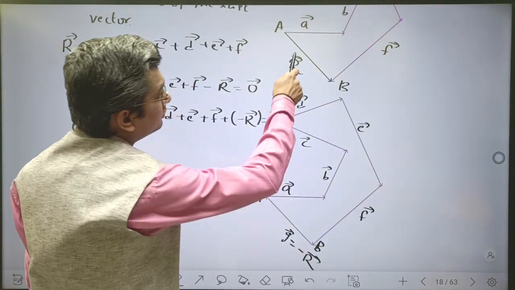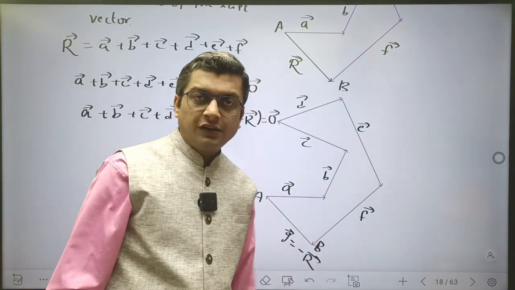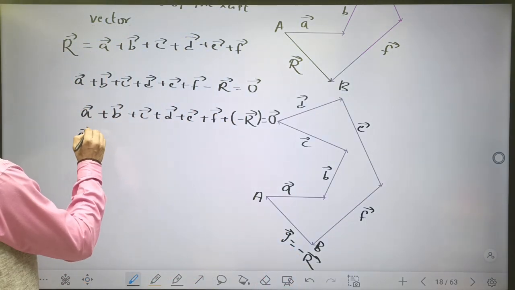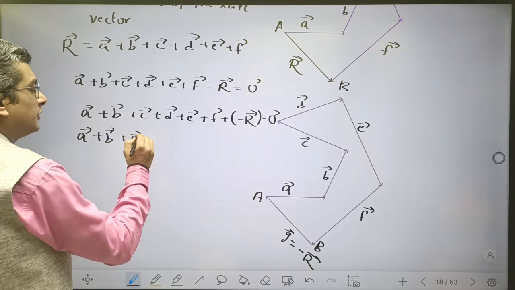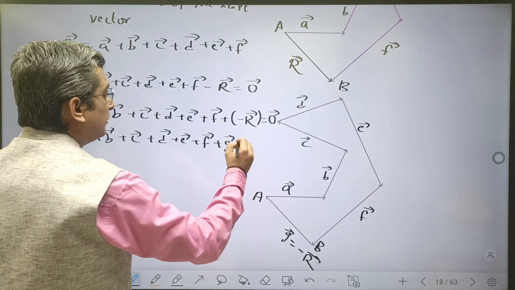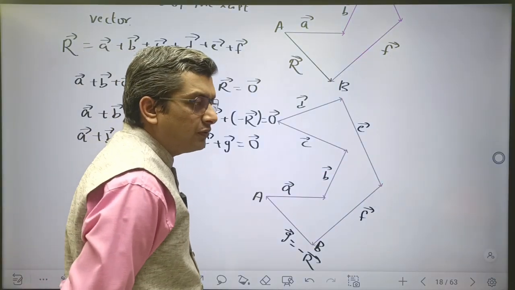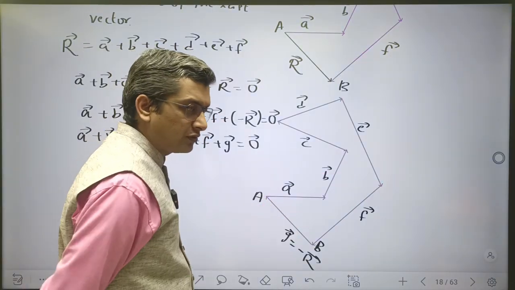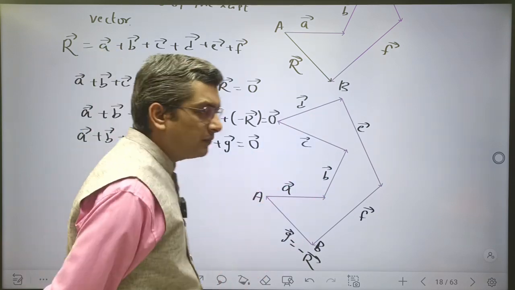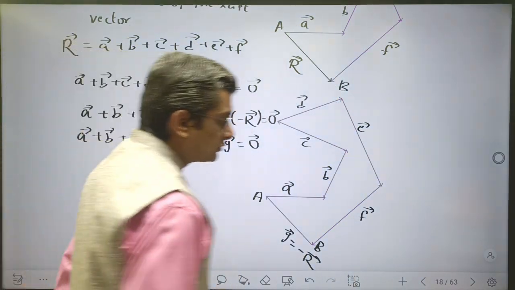Since the length of both vectors is AB, their magnitude is the same but their direction is exactly opposite to each other. So this minus R vector can be replaced by G vector, and finally we have A vector plus B vector plus C vector plus D vector plus E plus F plus G vector is equal to 0 vector. So whenever in any polygon you start from a starting point, and after you complete the journey you reach the same point again, the effect is 0. So the resultant vector will be represented by the null vector. So this is the polygon law.